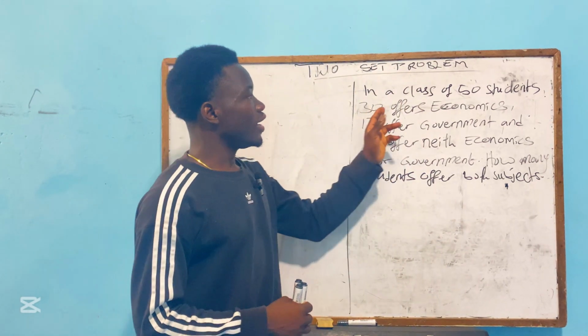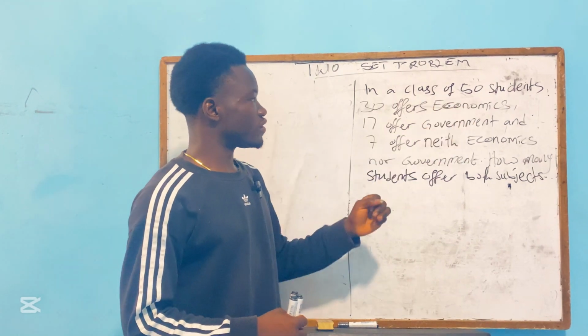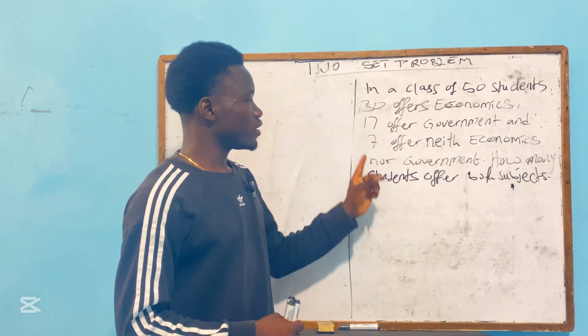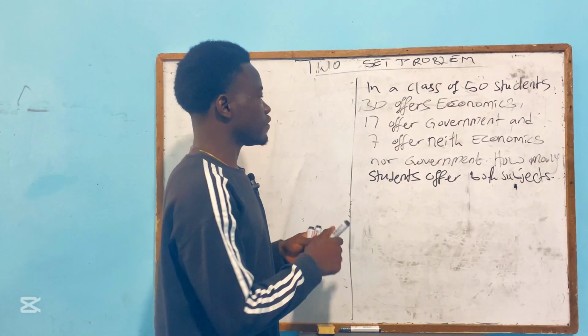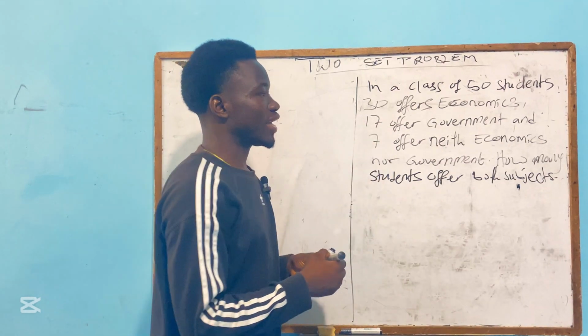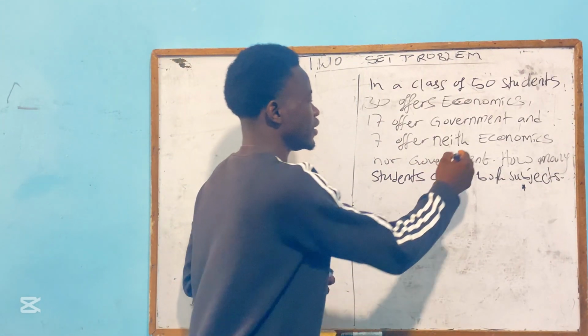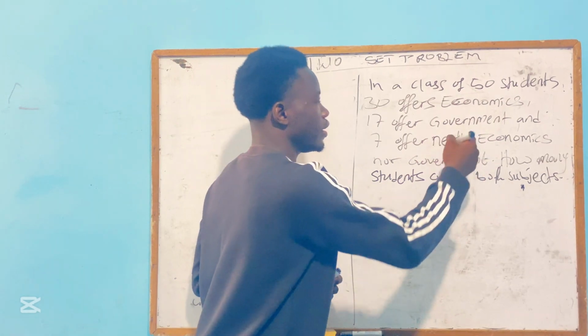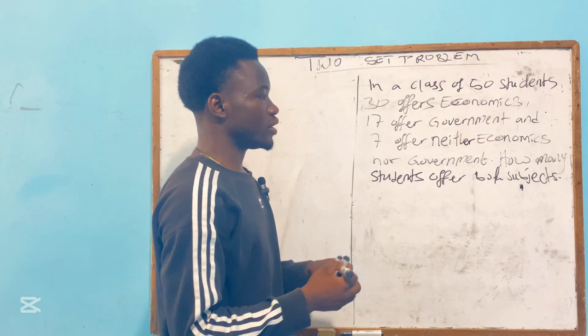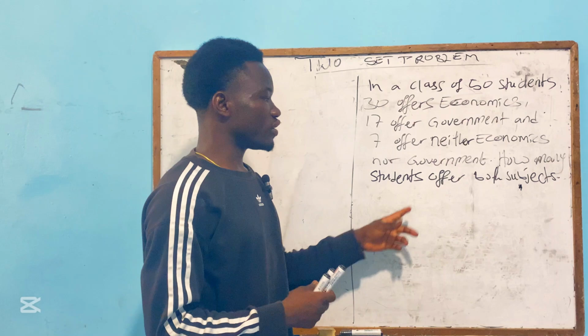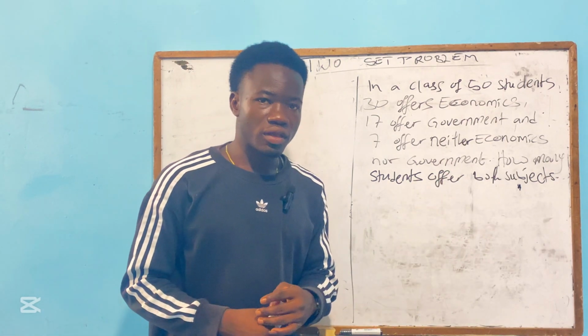It says that in a class of 50 students, 30 offer economics, 17 offer government, and 7 offer neither economics nor government. How many students offer both subjects?